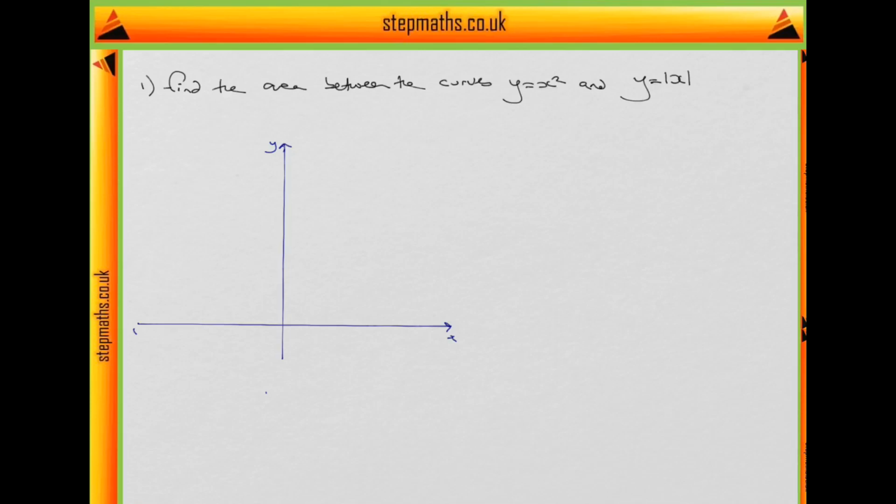So we know that our curve y equals mod x. Well, for the positive region, it is simply the curve y equals x. So it's a straight line from the origin up with a gradient of 1.